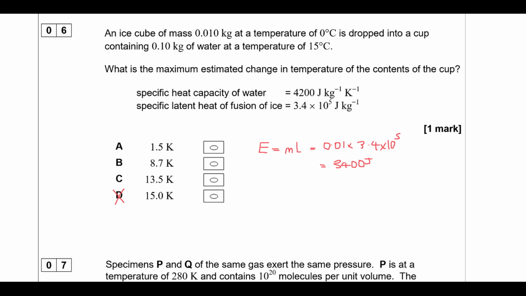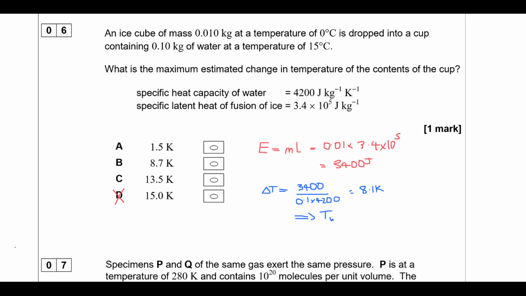So that energy has got to come from the water that surrounds it. So let's calculate the change in temperature of the water to melt the ice. We know how much energy there is. We also know the mass of water is 0.1, and we know the specific heat capacity of water is 4,200. So let's calculate the temperature change of the water, and that's 8.1 degrees Kelvin there.